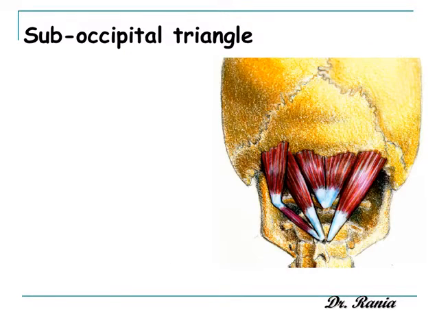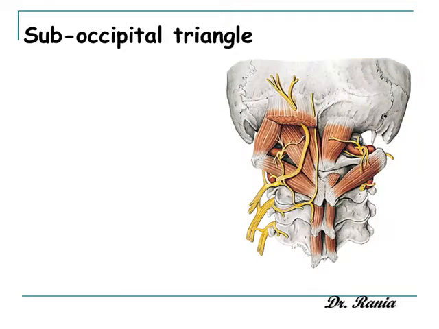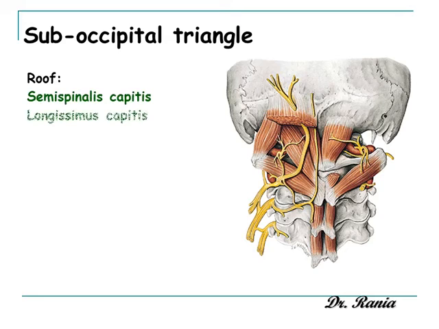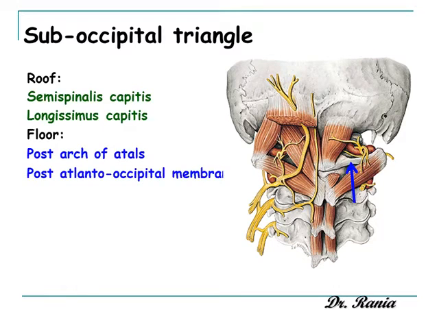Those are the muscles of the suboccipital triangle. The suboccipital triangle, its roof is formed by semispinalis capitis and longissimus capitis. Its floor is formed by the posterior arch of atlas and the posterior atlanto-occipital membrane. Its content is vertebral body. You will find that these are its boundaries.